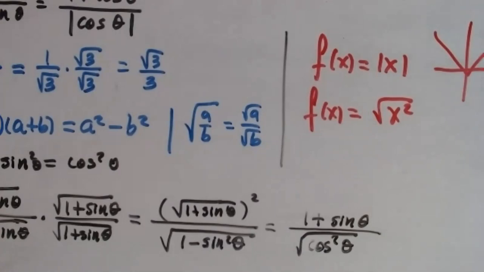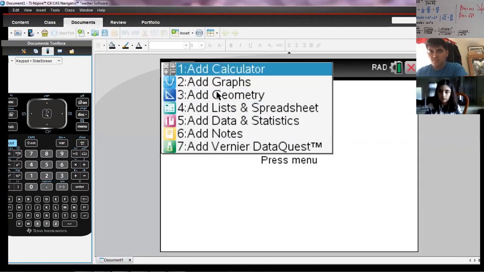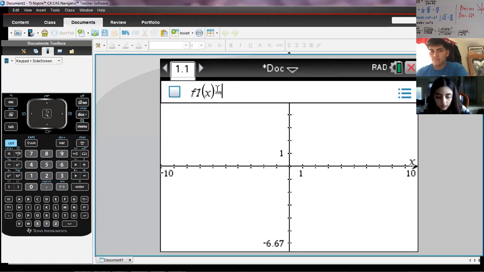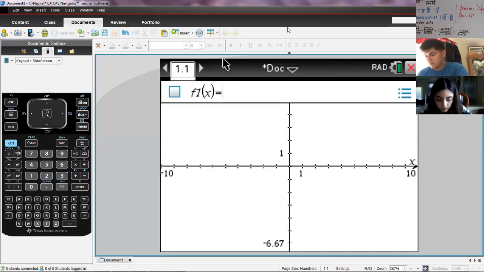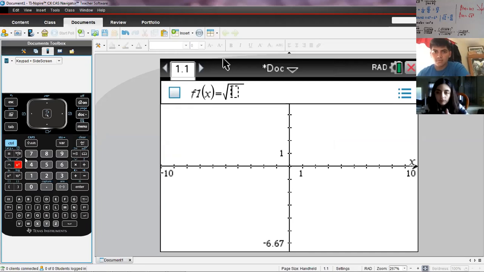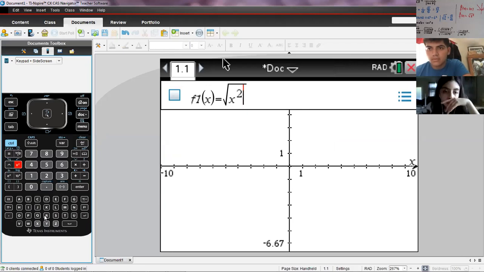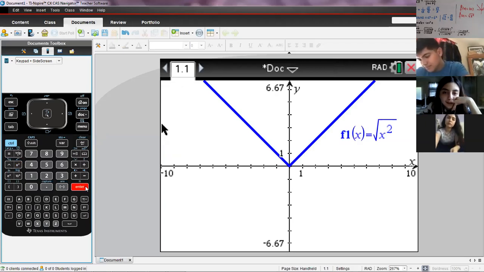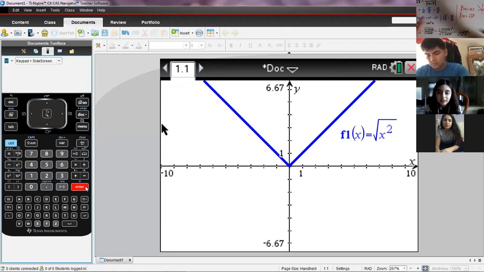What is the graph of this? Well, don't guess. Let me just use the calculator. Let me share the calculator with you right here. And then I put a graph, and I'm going to do this: the square root of x squared. You see? The square root of x squared. What do you think you are going to see? A line? Well, let's see. The V. Exactly.